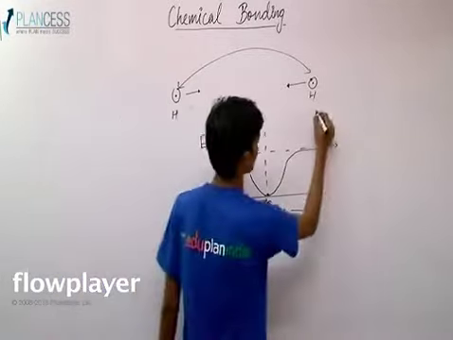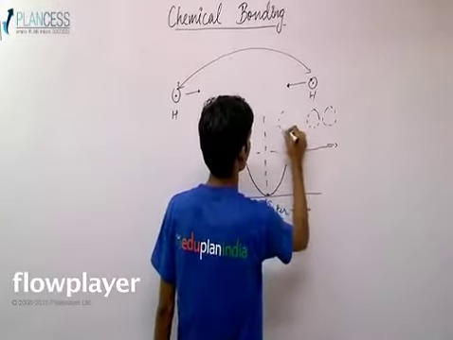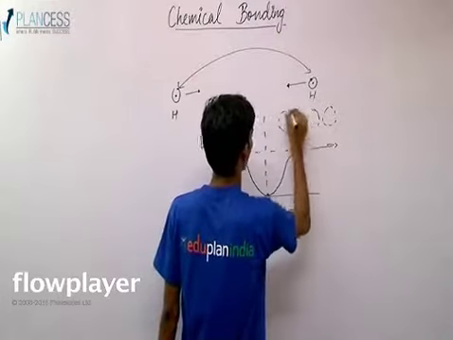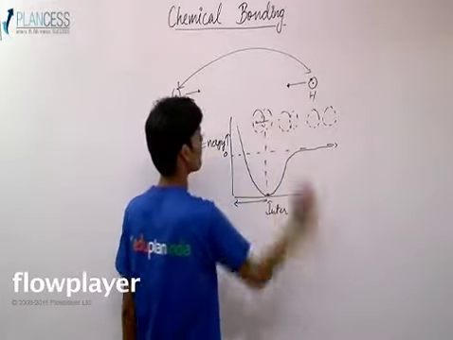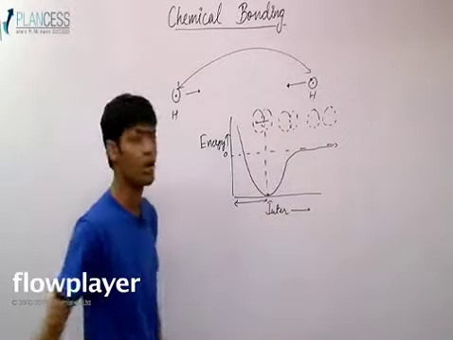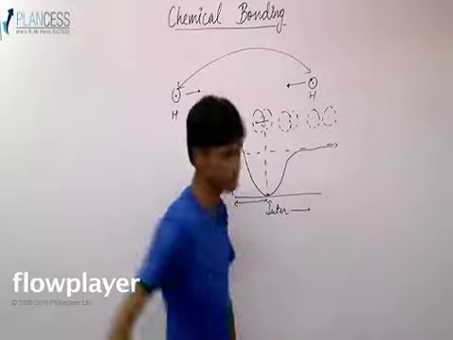Here, let's say the two atoms are separated by this distance, then here they have a partial overlap, and here this is the full overlap. So this distance would be the bond length, and this would be the bond energy of the hydrogen molecule. This is how we determine it.